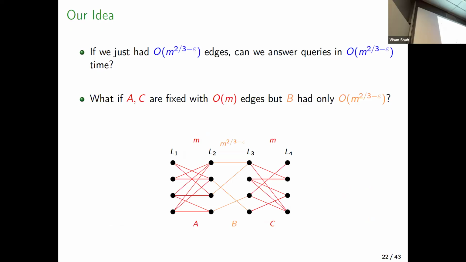But what I need to ask is something slightly different. What if A and C are fixed? So I'm telling you no updates will come in S. And B only has m to the 2/3 minus epsilon edges. Now, if I ask you between this vertex and this vertex, tell me the number of three paths. Can you do it in this much time? Does anyone see how to do it? So for now, everything is static. These are fixed. I'm also fixing a very small number of edges here. And I'm asking you between the first vertex here and the second vertex here, how many three paths are there? Can I calculate them quickly?